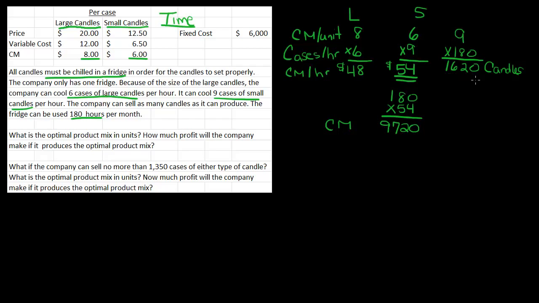You could also take the 1,620 and multiply that by 6, which would also give me 9,720. Okay, so there's 2 different ways you can get that contribution margin. My fixed cost is 6,000. So my profit is $3,720.